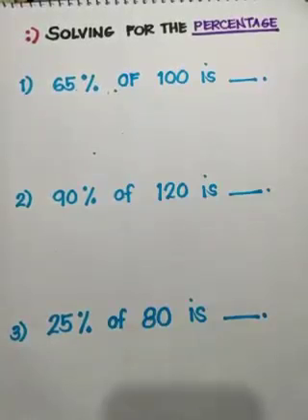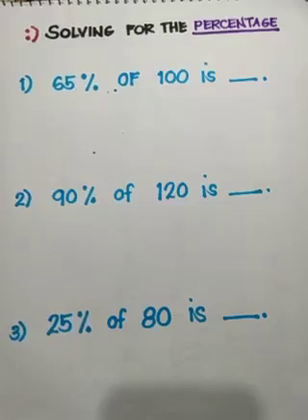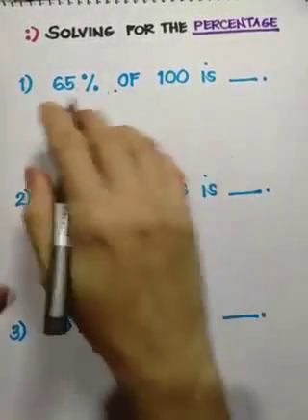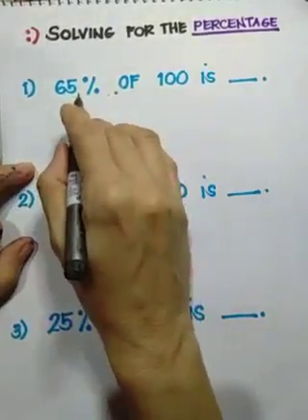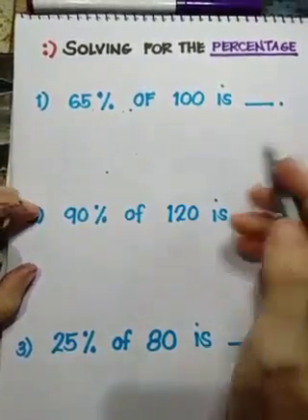So in the previous videos, I already showed you how to change percent to decimal to fraction. This time we'll try to solve for the percentage of a given number. I have here 3 examples, and we will try to solve them in 2 ways, using decimals and also using fractions. Let's start by changing this one first into a decimal.